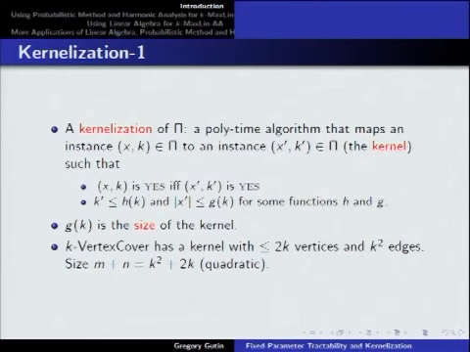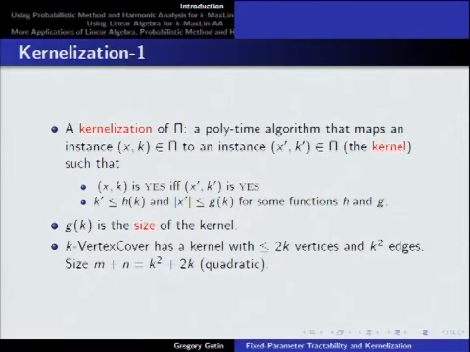Now, the second condition is very important. The second condition says that k prime, the parameter in the second instance, must be bounded by a function of k, and moreover, the size of that second instance is also bounded by a function of k. So we really want to reduce it such that even the size of the problem is bounded by some function of k.